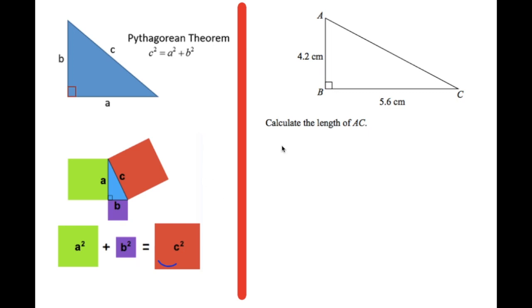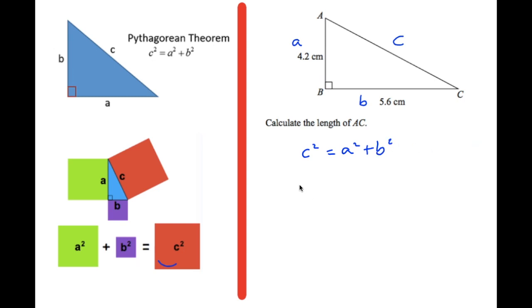Okay, so let's go through this. First of all, we label the diagram. There is the right angle. Opposite the right angle is C, so we label that C. The other two are A and B. It doesn't matter what order. Then we write out the formula: C squared is equal to A squared plus B squared.